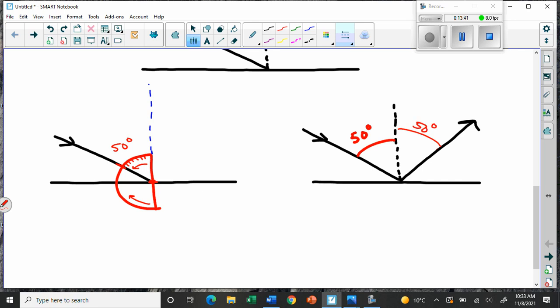So you can use your protractor as a way of measuring. Any questions about that? Everybody's good? You may have to watch that a couple of times if you forget the process, but it's pretty straightforward. So now that we know how to measure incident angles and reflected angles, let's see what happens with a mirror.